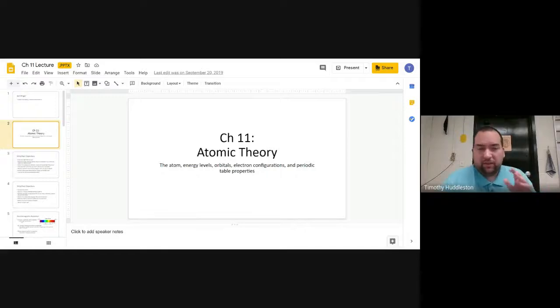Okay, so first off, Chapter 11 is about atomic theory. It's about the atom, energy levels, orbitals, electron configurations, and periodic table properties. The beautiful thing about periodic table properties is this is just a repeat of some of the stuff that we learned in Unit 1.